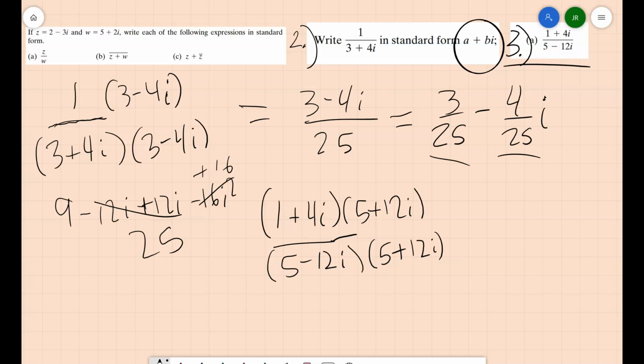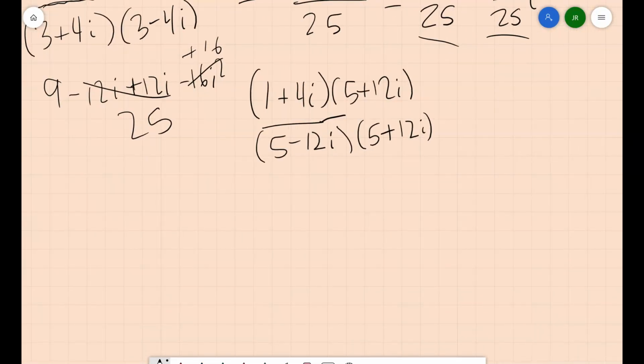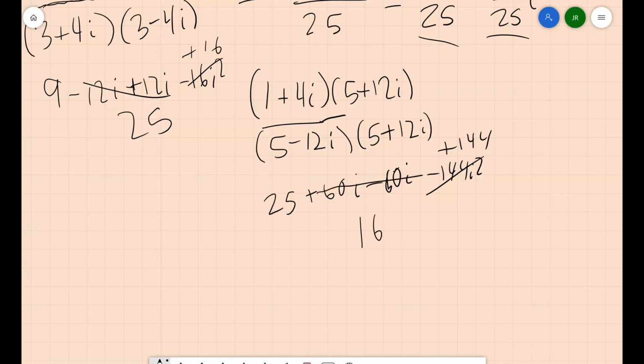And so there's going to be a lot of multiplication going on here. That's going to be on the bottom. I'm going to get 25 plus 60i minus 60i minus 144i squared. So 144i squared, as you know, becomes plus 144. The plus 60i and minus 60i cancel, so 25 plus 144 is 169. All right, so that's my denominator.